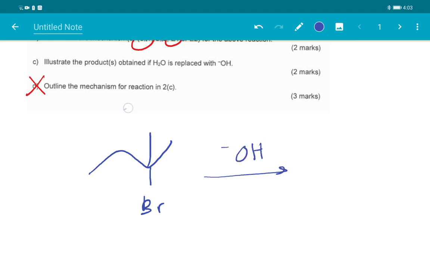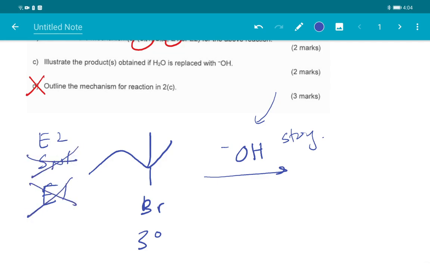The type of alkyl halide remains the same, which is tertiary, meaning that it will prefer either E2, SN1, or E1. We can ignore SN2 because SN2 does not prefer tertiary. So now let's look at the type of nucleophile we are using. In this case, we are using OH, which is a strong nucleophile and base. Therefore, with a strong nucleophile base, we can cancel out SN1 and also E1. The only option that we get is E2.